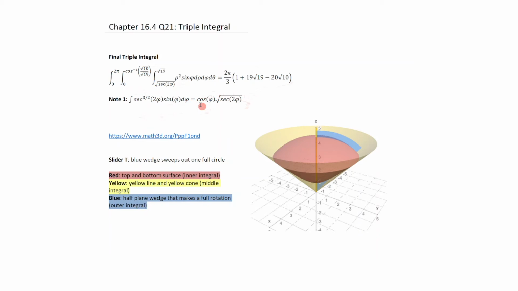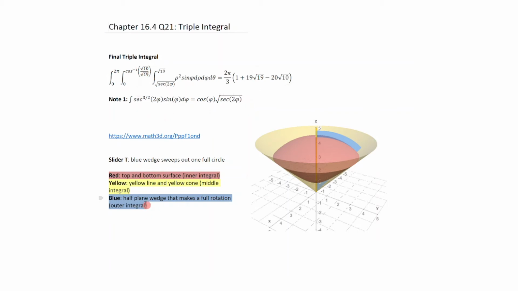Okay? All right, so we can visualize the different surfaces we're dealing with here. For instance, red is the top and bottom surface for the inner integral, the bottom one and the top one. The yellow line is at phi equals 0, and the cone would be phi at this value here. That's basically another two surfaces.